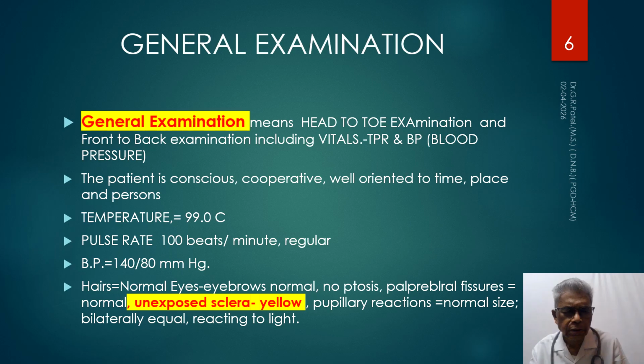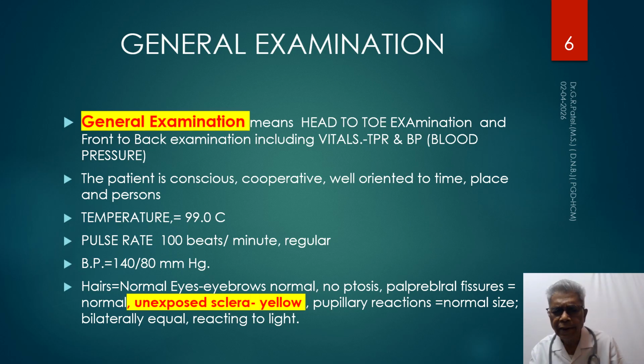General examination of the patient means head to toe examination and front to back examination, including vitals, TPR, and blood pressure. The patient had blood pressure of 140 by 80 millimeter of mercury. Patient is conscious, cooperative, well oriented to time, place, and person. Temperature is 99 degrees. Pulse rate is 100 beats per minute, regular. Blood pressure 140 by 80. These are the vital data.